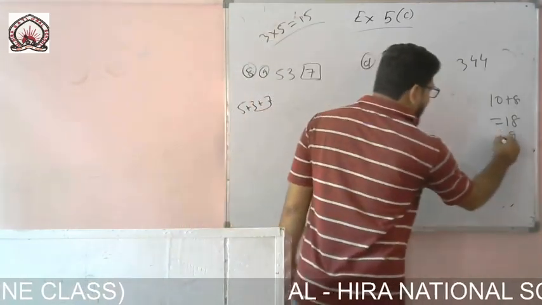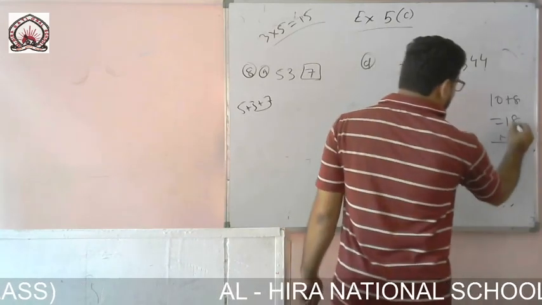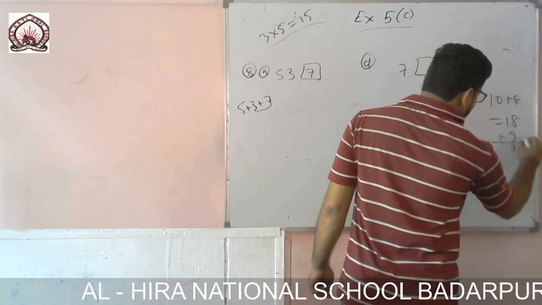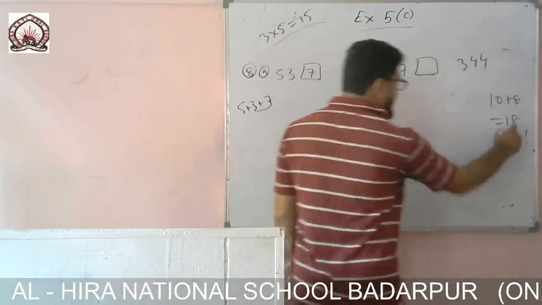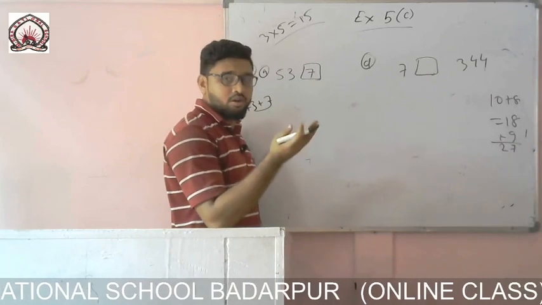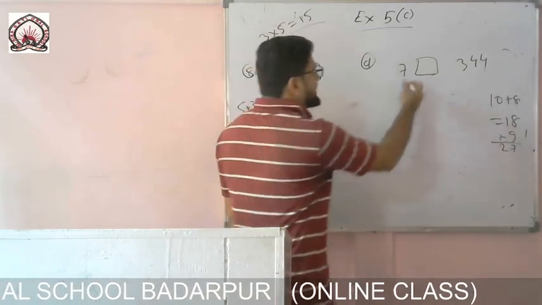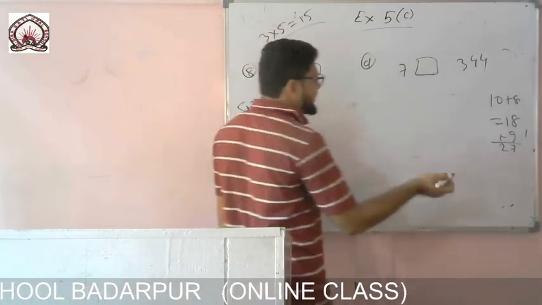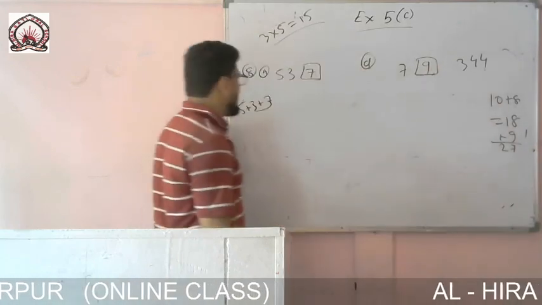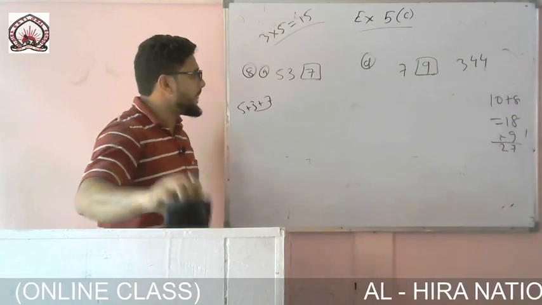So with 9, if I add, what comes? 8 plus 9 is 17, and 1 plus 2 is 27. So 27 is divisible by 3. So the whole number is divisible by 3. So here you can use 9. Okay, understood?